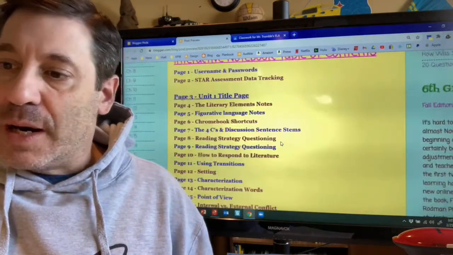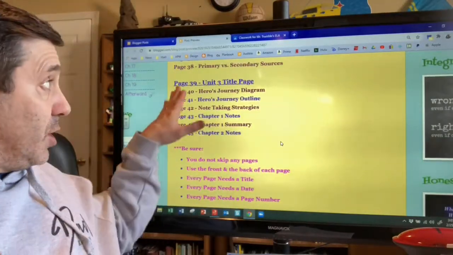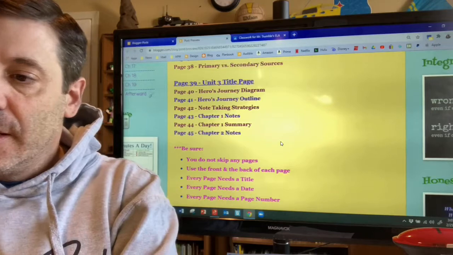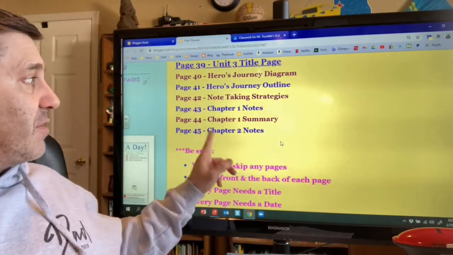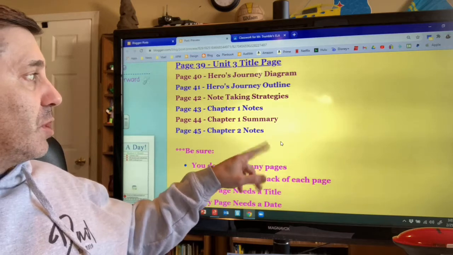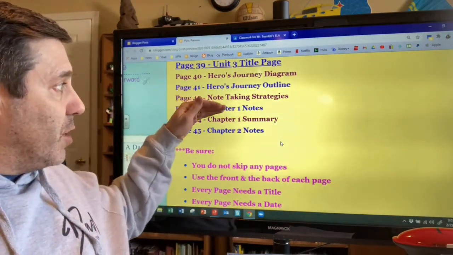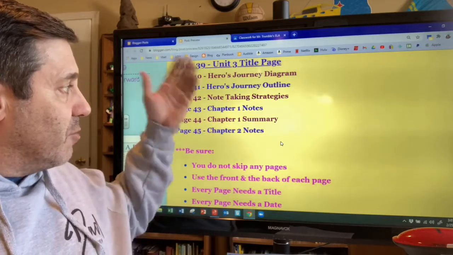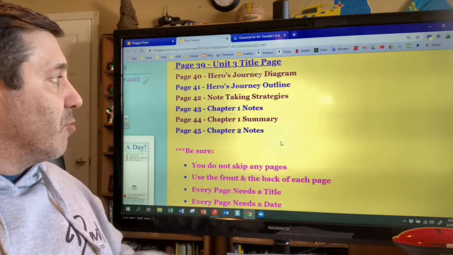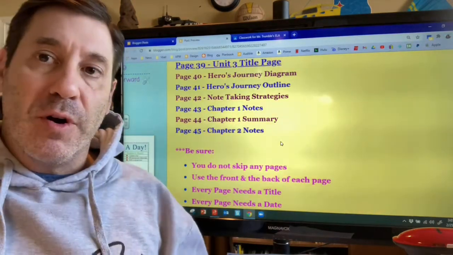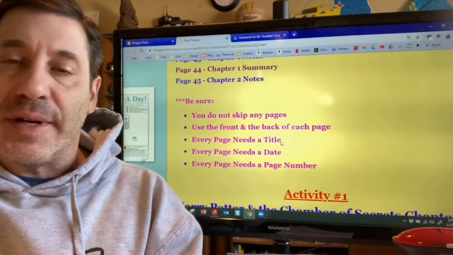If I scroll through our table of contents, all the way down to our Unit 3 section, you can see today we are going to be adding page 45, and it's going to be the Chapter 2 notes. You're going to see this pattern over and over: we did Chapter 1 notes, then a Chapter 1 summary, and now we're moving on to Chapter 2 notes, and then a Chapter 2 summary. That pattern will repeat throughout this entire book. Make sure that we're not skipping any pages.